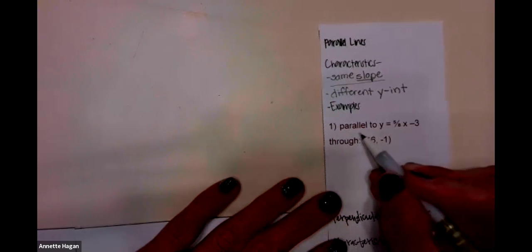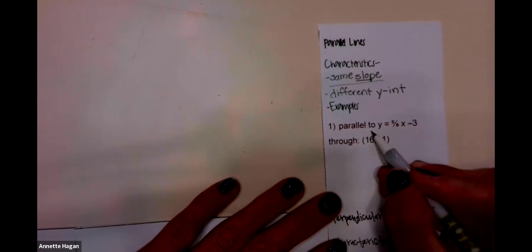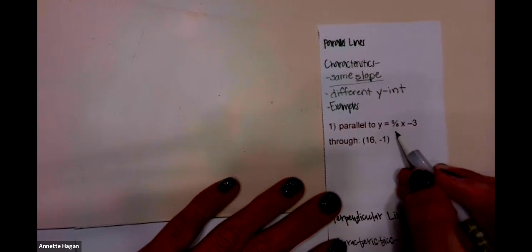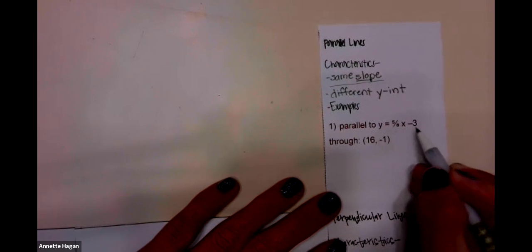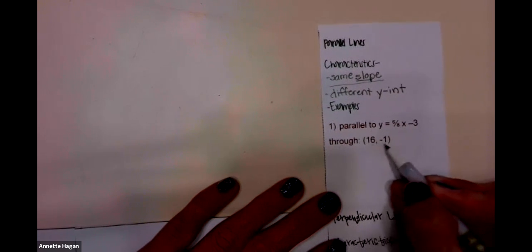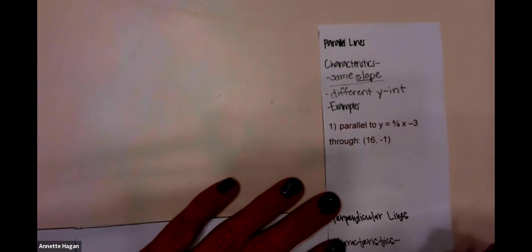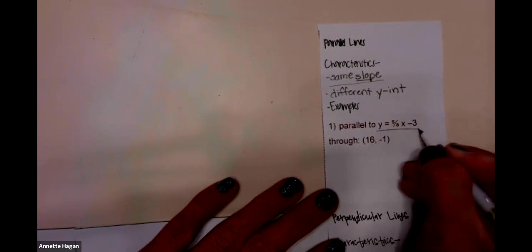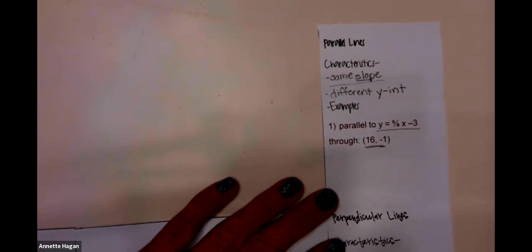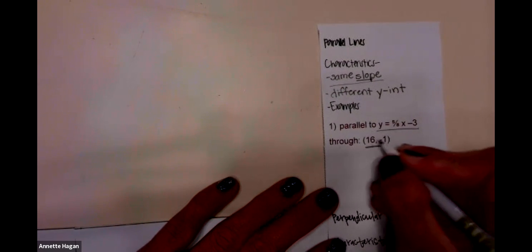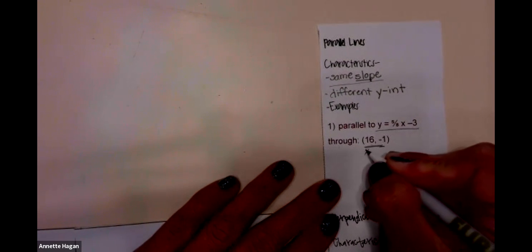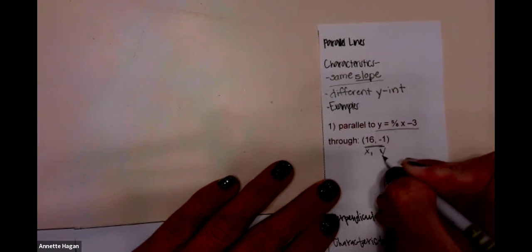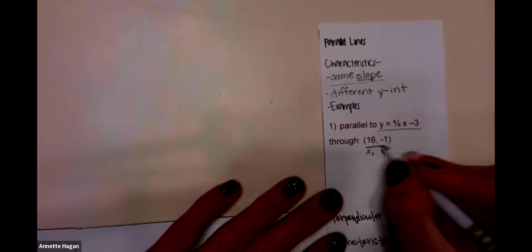So, I want you to write an equation of a line that's parallel to y equals 5/8 x minus 3 and passes through the point (16, -1). Here's what that means. It's parallel to this line and it goes through this point. So right now, if we know it goes through this point, this is basically an x1, y1. This is a point on that line.